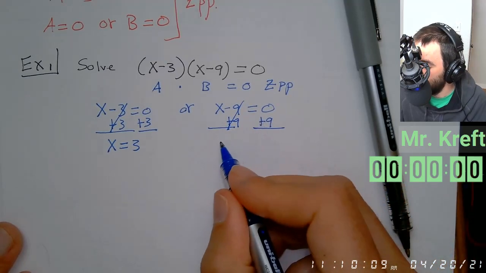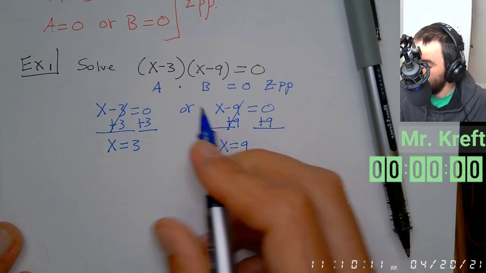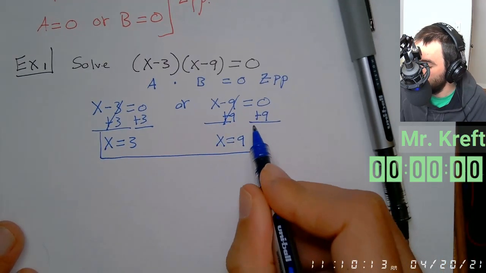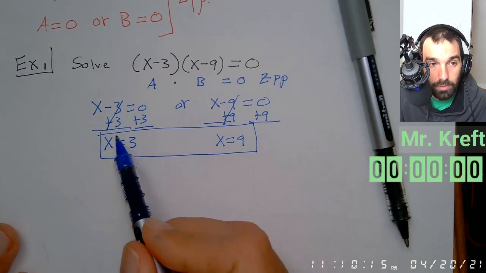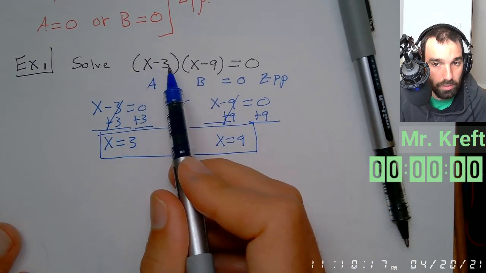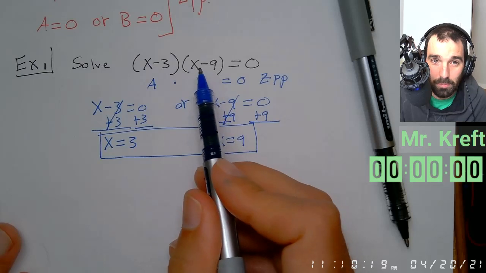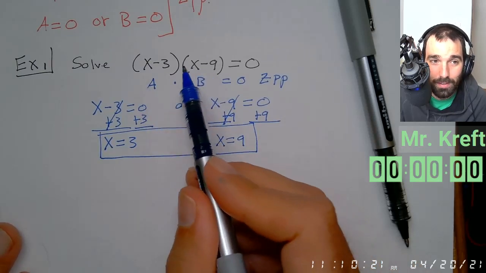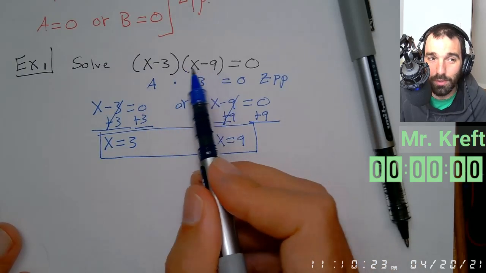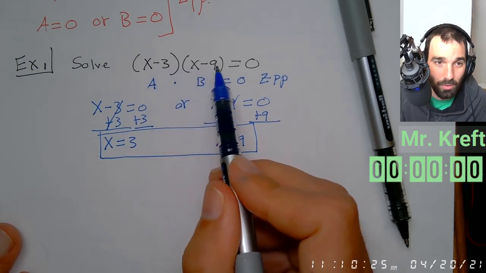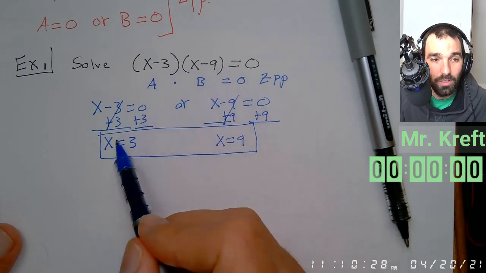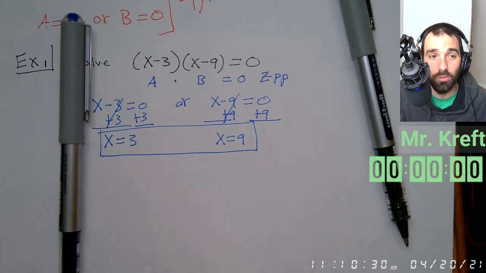I'm going to add 9 to both sides, and so I get x equals 9. So I have two possible solutions, right? If I plug in a 3, 3 minus 3 is 0. 0 times 3 minus 9 is going to be 0. And then I have 9 minus 9 is 0, so whatever 9 minus 3 times 0 is still going to be 0. Okay? So that's it. I have those two answers.